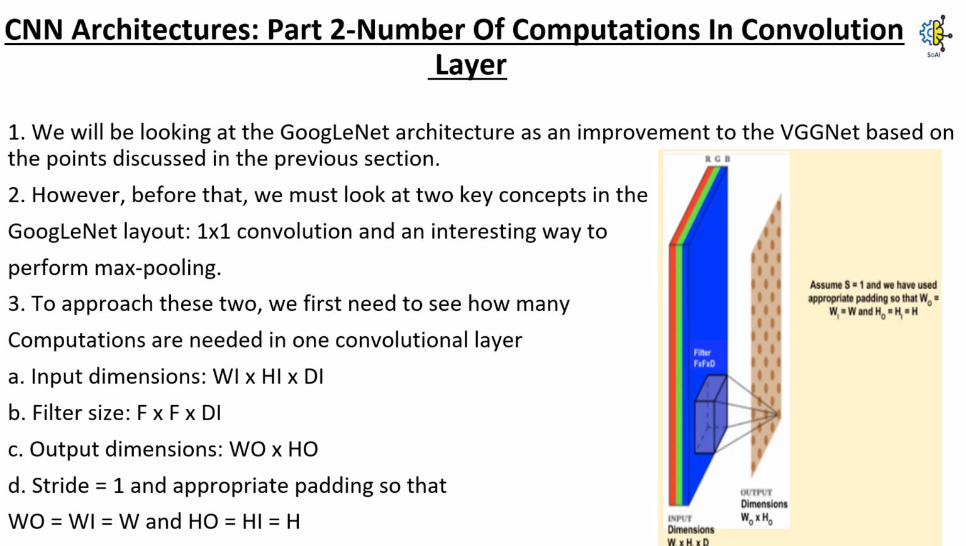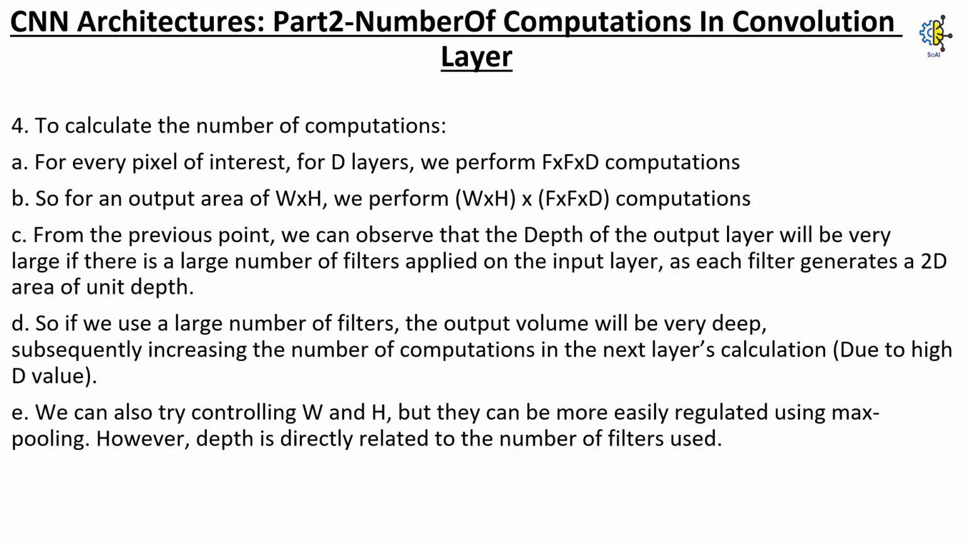Input dimensions Wi, Hi, and Di. Filter size F cross F cross Di. Output dimensions Wo and Ho. Stride 1 and appropriate padding so that Wo equals Wi equals W and Ho equals Hi equals H. To calculate the number of computations for every pixel of interest for D layers, we perform F cross F cross D computations. So for an output area of W and H, we perform W cross H cross F cross F cross D computations.